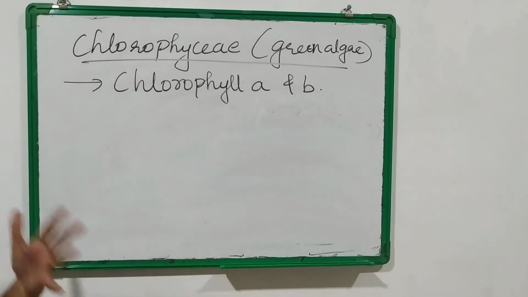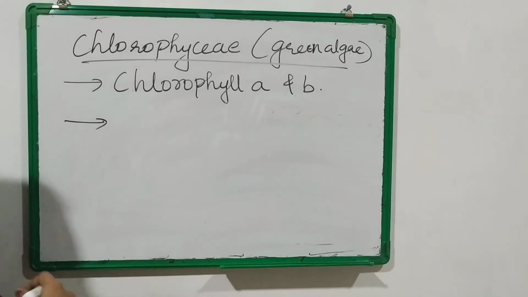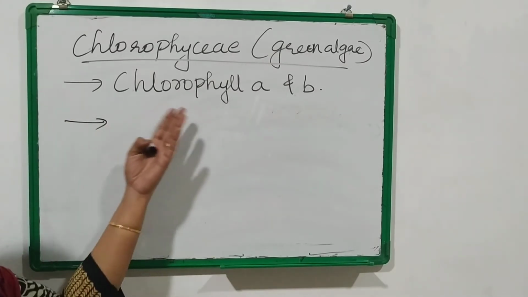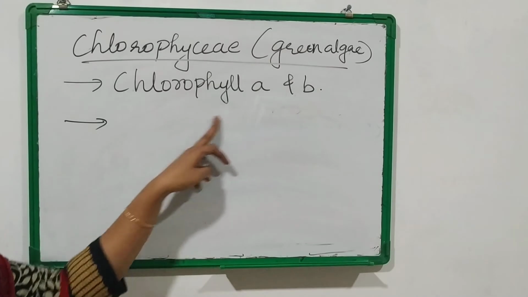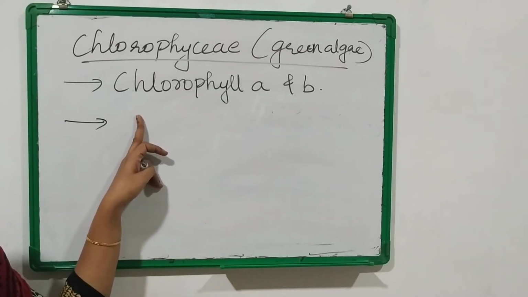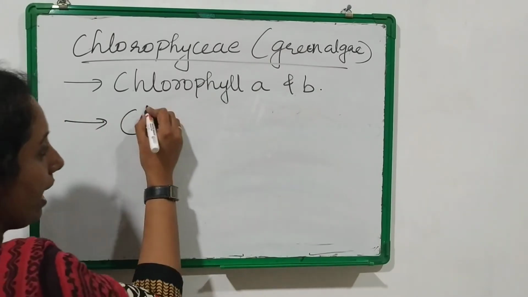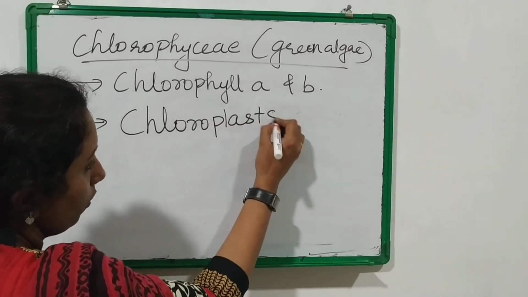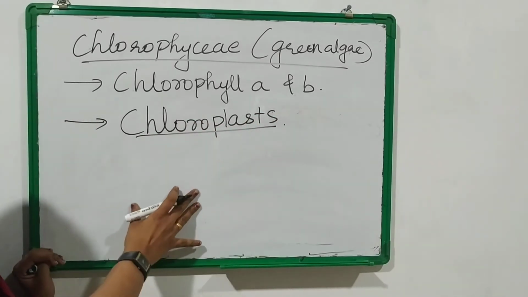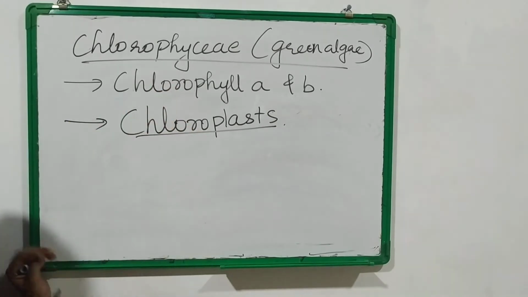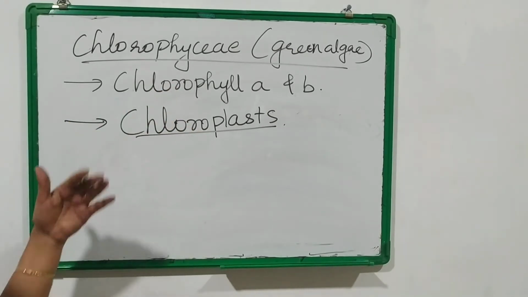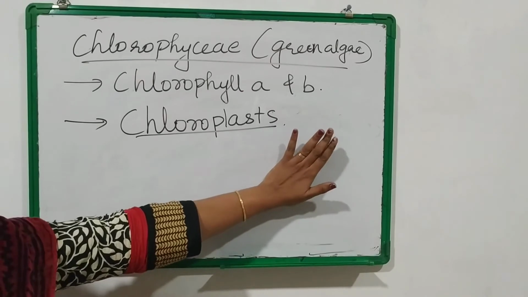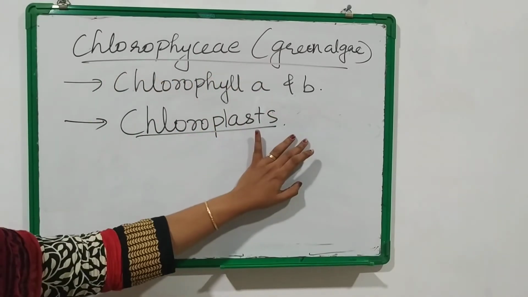These algae contain chloroplast. They are autotrophic, so they have to perform photosynthesis. Chlorophyll will be present inside certain cell organelles known as chloroplast. So two types of pigments are there, chlorophyll A and B, and this chlorophyll is present inside chloroplast.